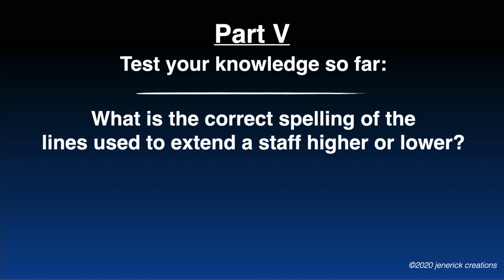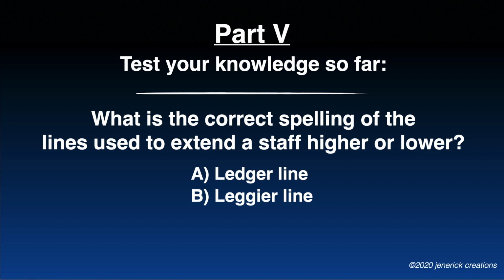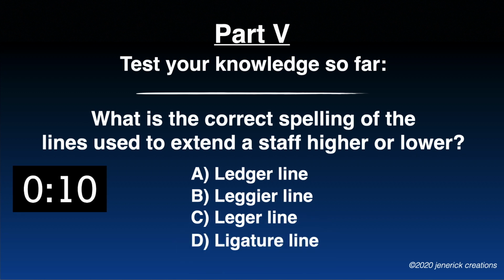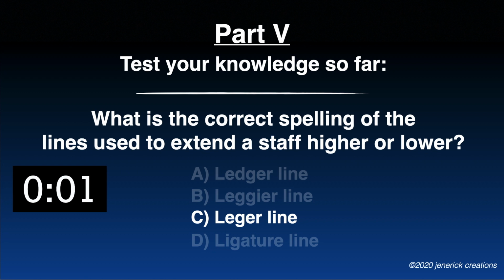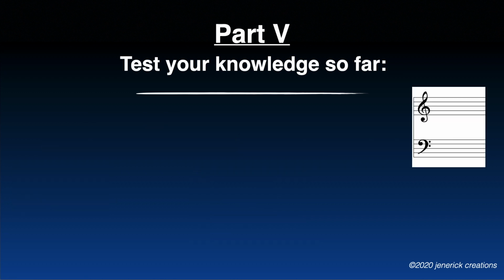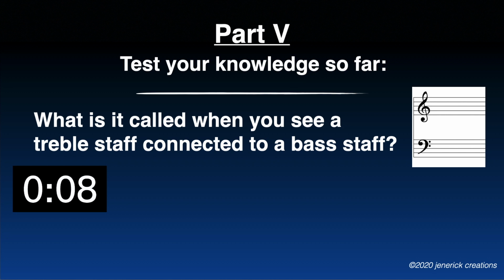What is the correct spelling of the lines used to extend a staff higher or lower? Ledger, leggier, leger, ligature. It is a ledger line, Leger. What is it called when you see a treble staff connected to a bass staff? That is a grand staff.